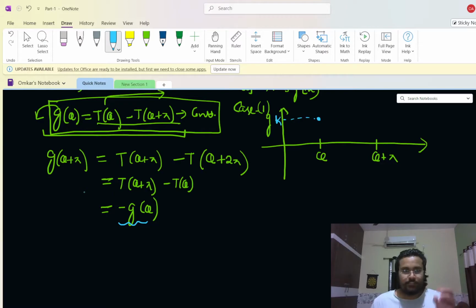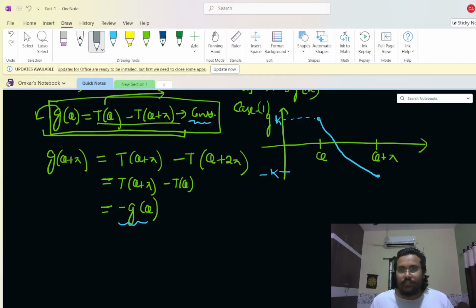At theta, g of theta, let's say this value was some k. At theta plus pi, this particular function is basically minus k. Since the function is continuous, this has to at least cross over this axis once. Please note that it's not necessary to just cross over once. It can cross many times as well.